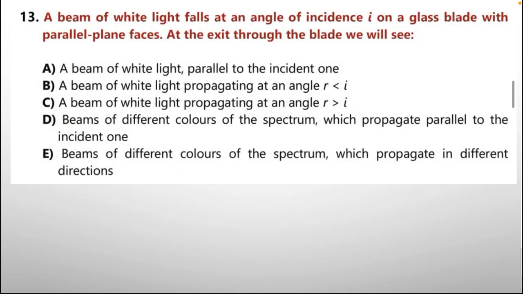Next, question number 13. A beam of white light falls at an angle of incidence i on a glass plate with parallel plane faces. At the exit through the plate we will see: A, a beam of white light parallel to the incident one. B, a beam of white light propagating at an angle r which is smaller than i. r is the refractive angle and i is the incident angle. C, a beam of white light propagating at an angle r which is greater than i. D, beams of different colors of the spectrum which propagate parallel to the incident one. E, beams of different colors of the spectrum which propagate in different directions.